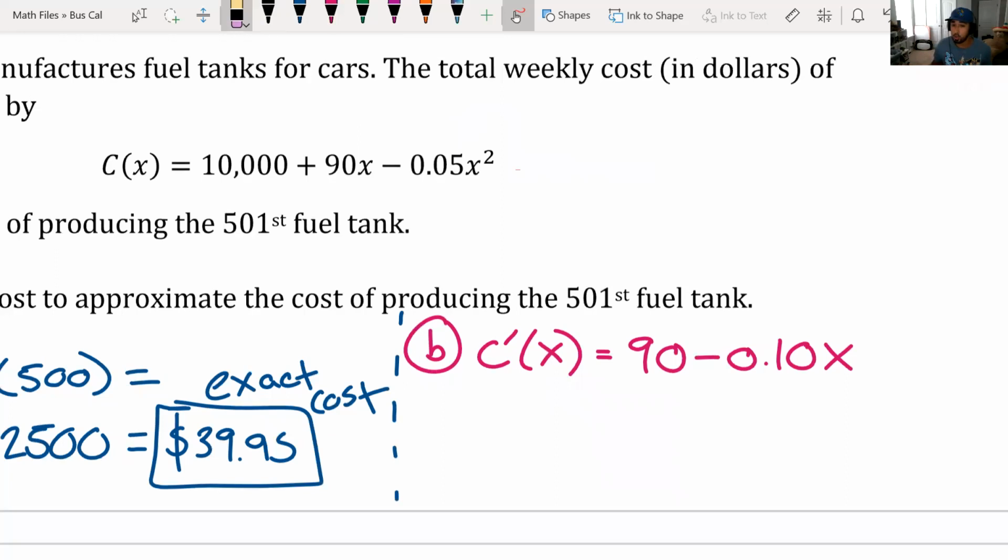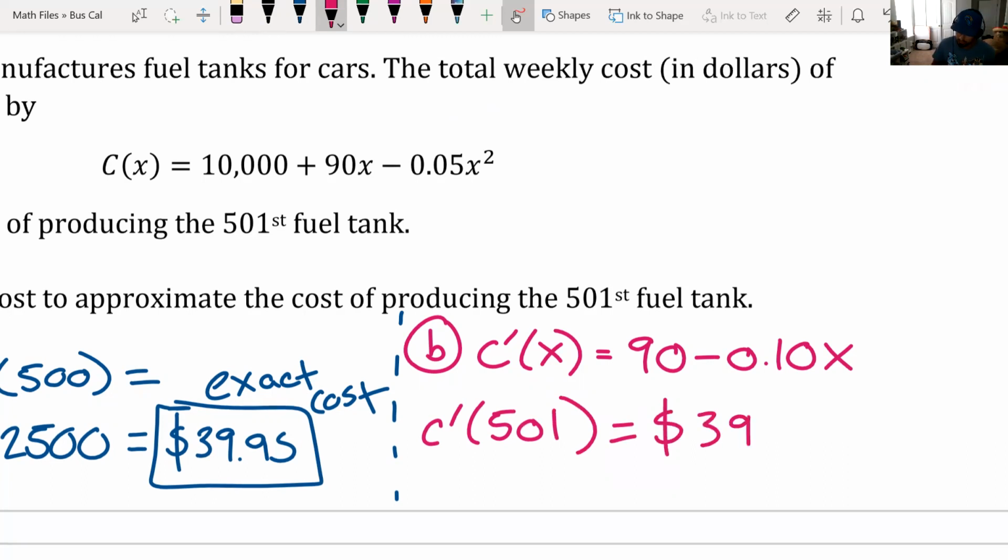All right. And all we have to do now is plug in 501. And I'll just do that in my calculator here. 90 minus 0.10 times 501. And we get 39.90.